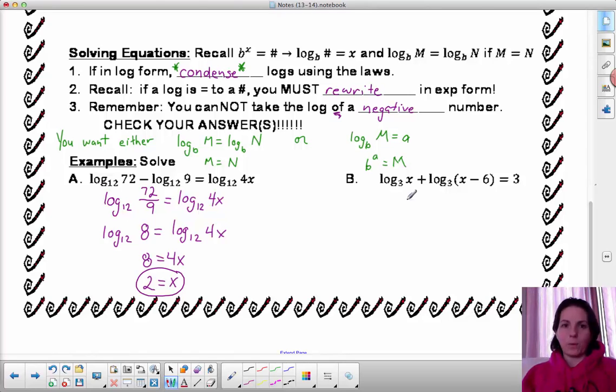Let's look at one last example, one where we don't get log equal to a log, one where we have to go back and rewrite in exponential form. So let's start off with, we have to condense. So this needs to say log base 3 of x times x minus 6 is equal to 3. I took this addition and changed it into a multiplication. I'm going to take one more step and clean that up because that's a distributive property when I do that multiplication. So we'll say log base 3 of x squared minus 6x is equal to 3.